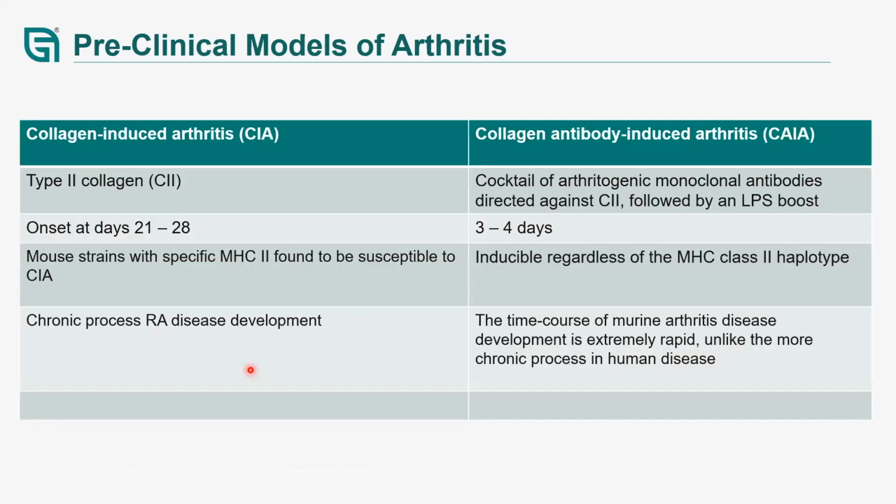And here is a comparison of the 2 primary preclinical rheumatoid arthritis mouse models. While the CAIA mouse model has the greatest and most rapid disease incidence, it is considered too rapid to represent the chronic human disease as accurately as the CIA model.